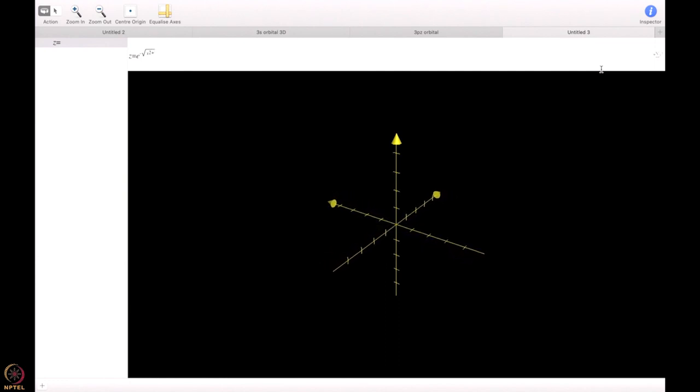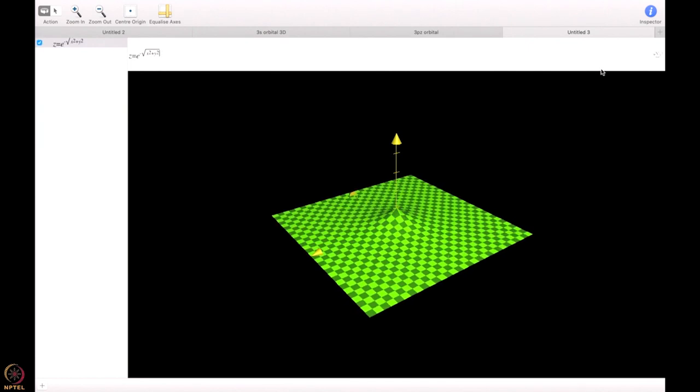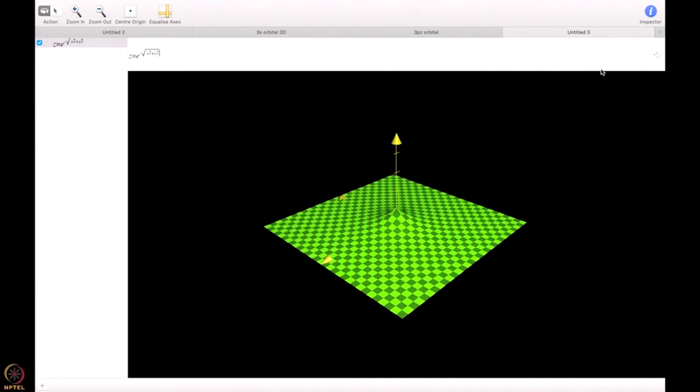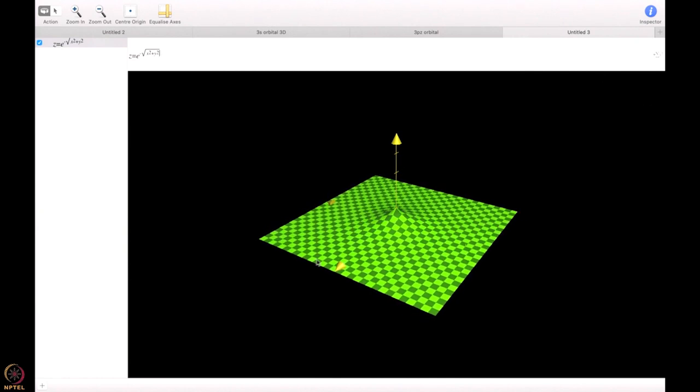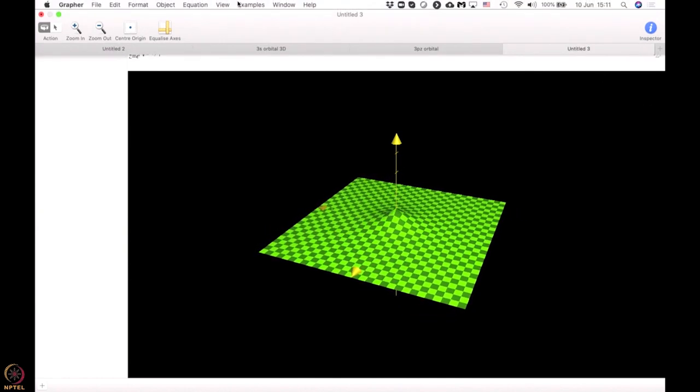Then I was wrong, it is actually x square plus y square, isn't it? X square plus y square. Okay, let me have a look at it for a minute just in case I am wrong. Z equal to e to the power minus square root of x square plus y square. Okay, this is the plot that I get.